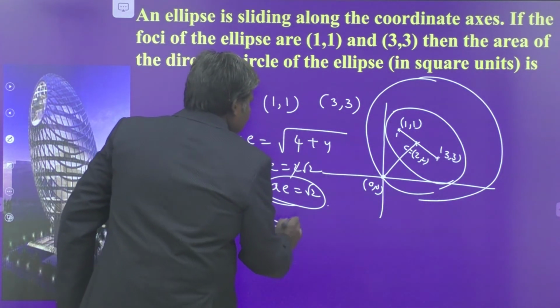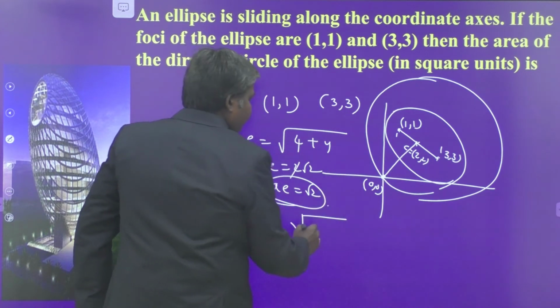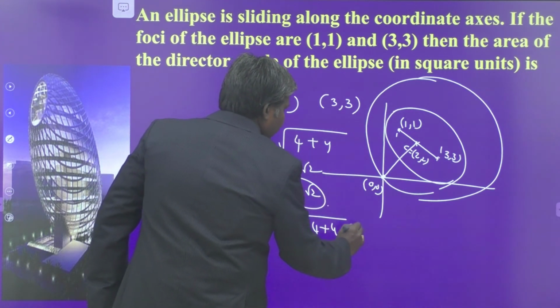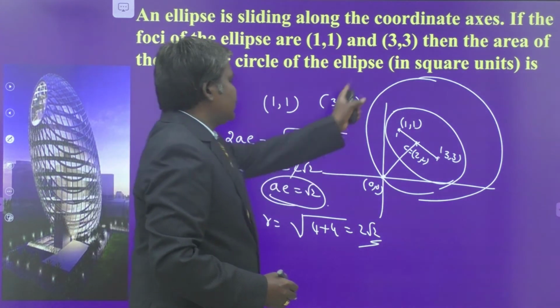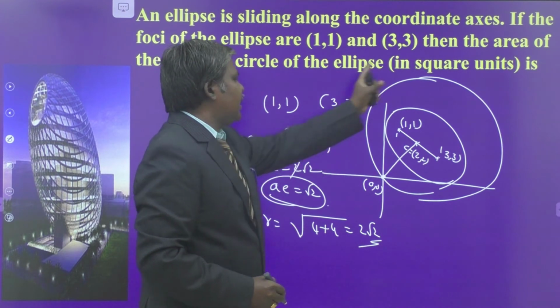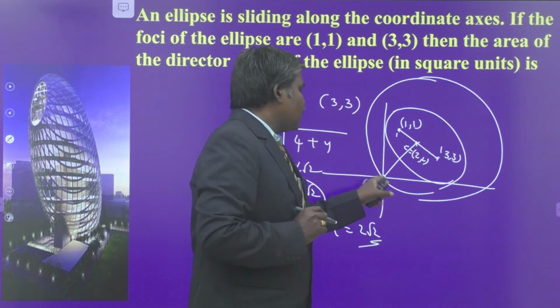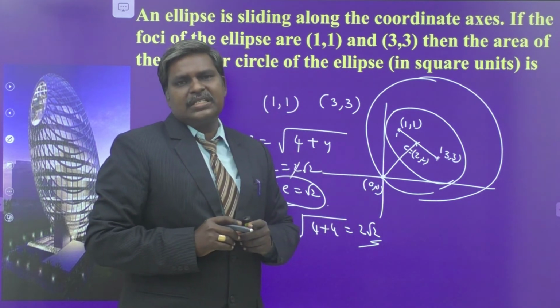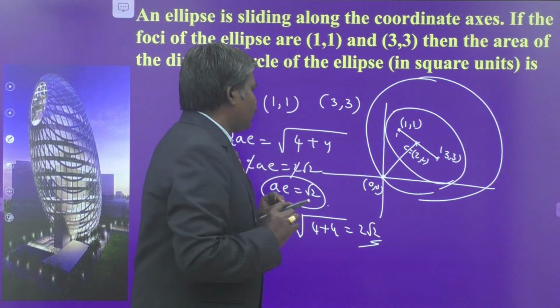So your radius R is equal to what? Root of 4 plus 4, which is 2 root 2. So we have the radius. No need to find AE also. Directly we obtain the radius of the director circle. The one and only thing is you have to identify that the origin is a point on your director circle. That is the one and only thing you have to remember.